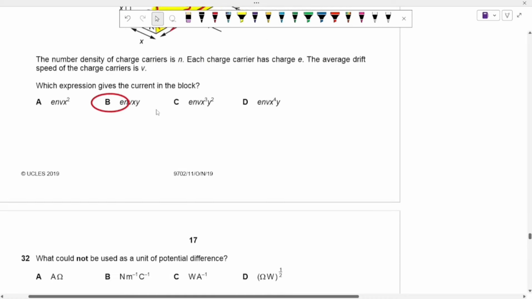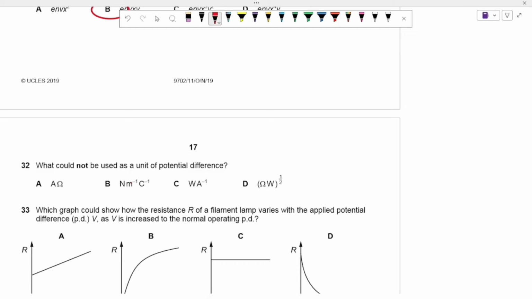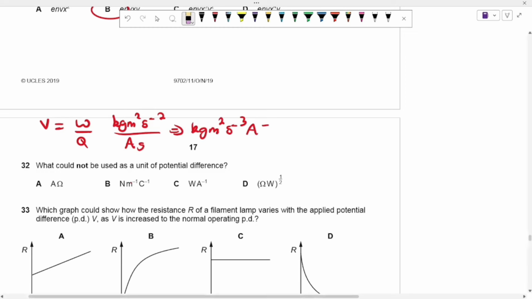Moving on to question 32. What could not be a unit for potential difference? Do you know the units for potential difference? If you do, then you can eliminate. So what do we know? We know that V is basically the work done per unit charge. The units for work done is kg m squared s to the power of -2, because it's force times distance. The units for Q is A s. So here I'll have kg m squared s to the power of -3 A to the power of -1. Let's test if all the other units are going to give me this exact answer. If they do, it's correct.